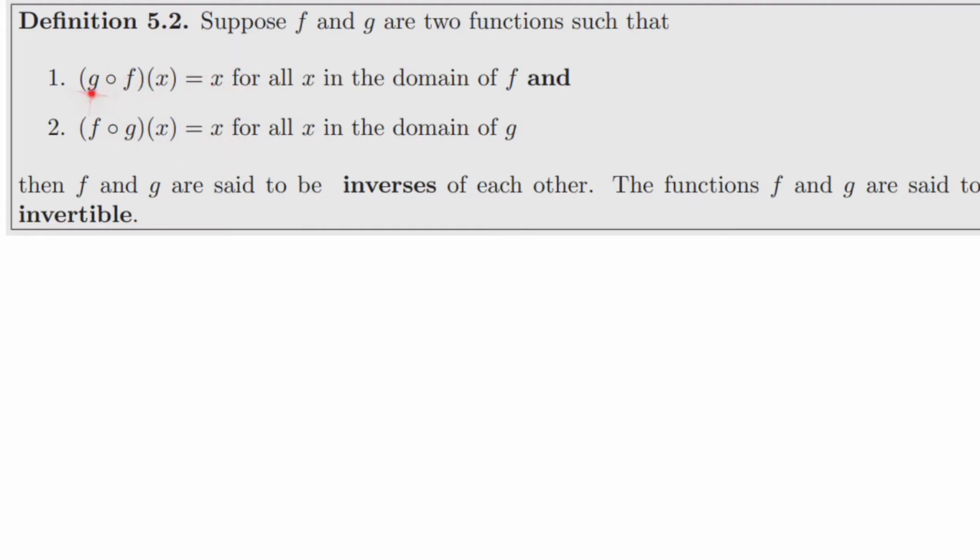Now, we learned how to do g of f of x and f of g of x in our last section on composition. So we find these two things algebraically, we simplify them, and if they're both equal to x, then we can say that the functions f and g are said to be inverses of each other. Or said another way, f and g are invertible. So this is how you determine algebraically whether f and g are inverses of each other.